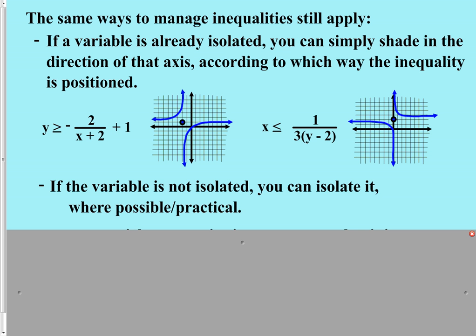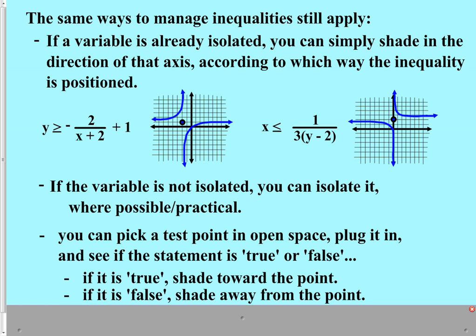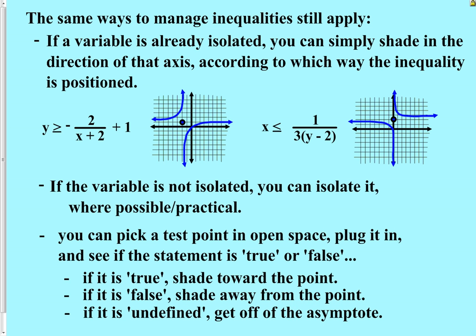If the variable is not isolated, you can isolate it, assuming you're comfortable doing that, moving some values around. And once your variable is isolated, then you can shade from there. And the fail-safe, catch-all method is, no matter what, you can pick a point in open space and plug it into your inequality. If the inequality agrees with that point, in other words, it gives you a true statement, then that means the inequality likes that point. Shade toward it. If you pick a point and plug it in and you end up with a false statement, then that means the inequality does not like that point. Do not shade towards it.